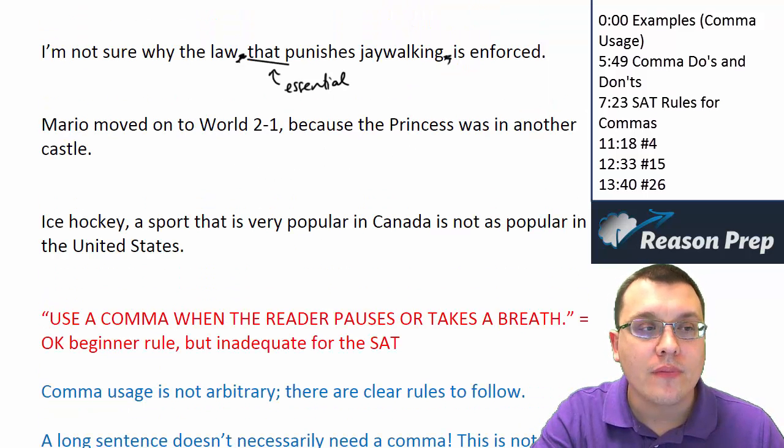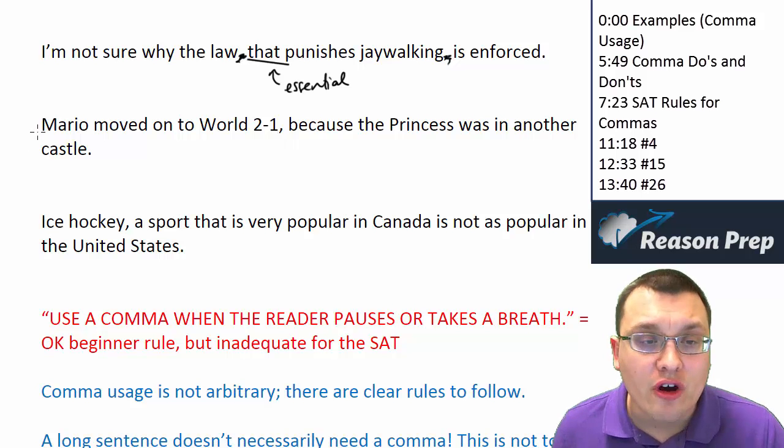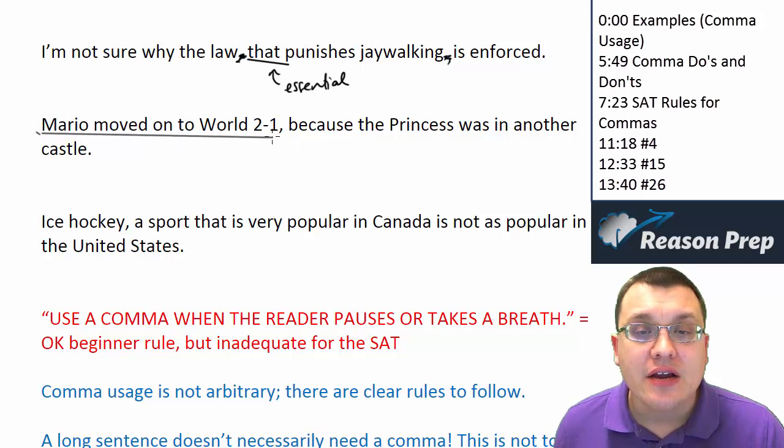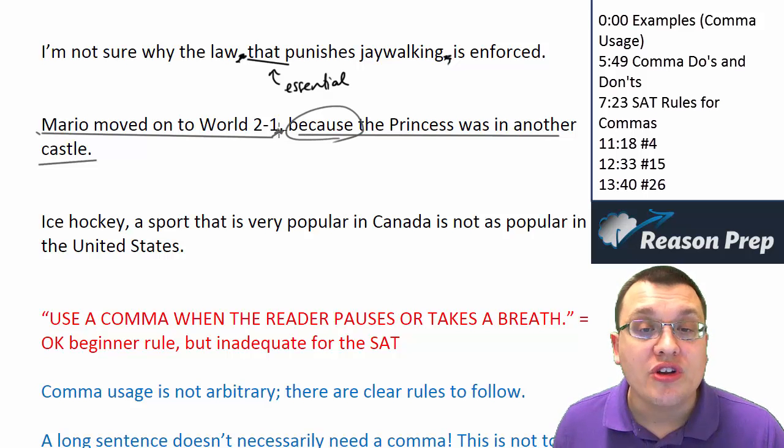Mario moved on to World 2-1 because the princess was in another castle. So this is going back to some sentence structure issues. Here is an independent clause. Here is a dependent clause starting with the word "because." And remember, when that dependent clause comes after the independent clause, we don't need a comma here.